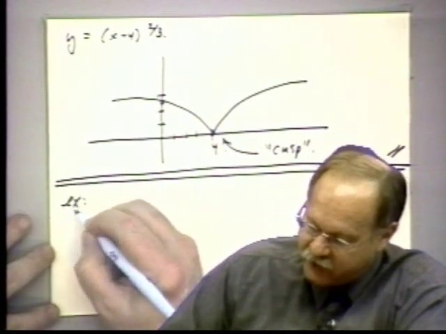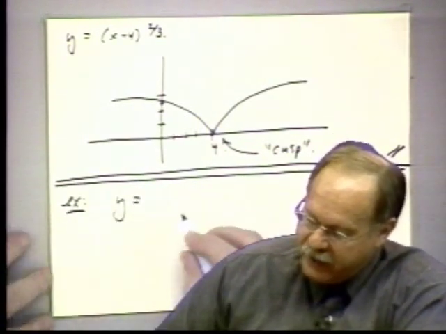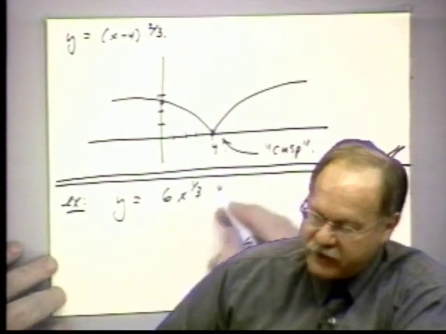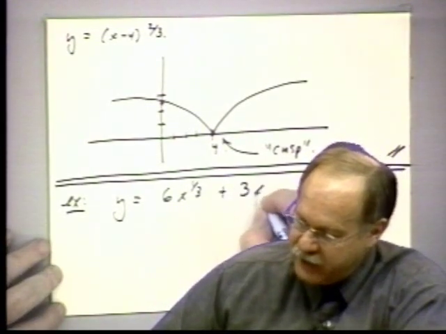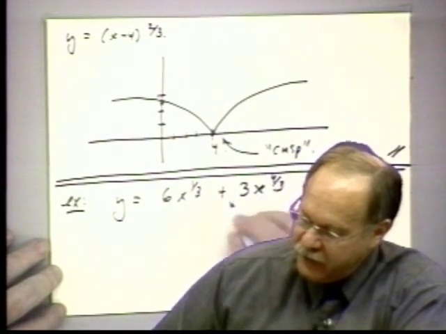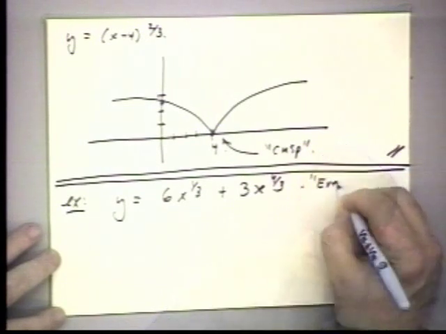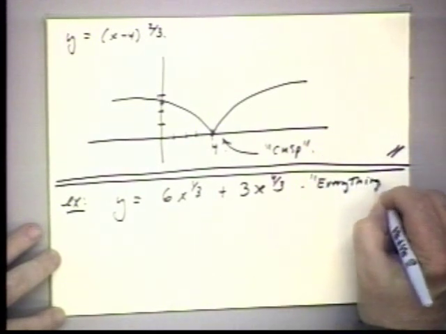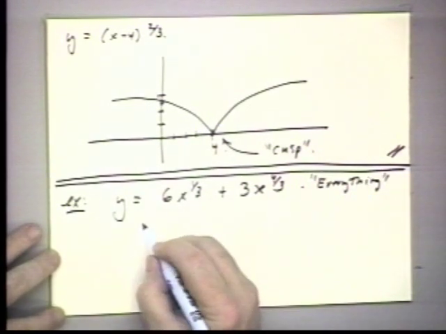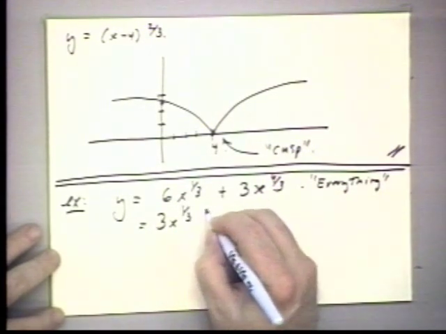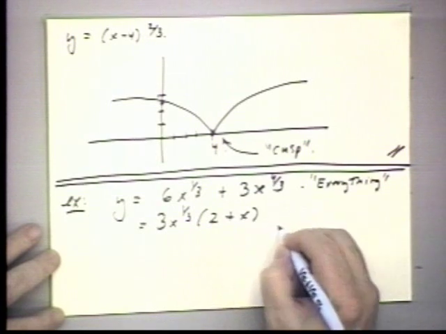For other kinds of functions, you might have a tangent that is vertical. Let's look at one of those here. 6x to the 1/3 plus 3x to the 4/3. And we want to find everything again and graph it. This one, again, I can simplify it, so I'm going to pull out 3x to the 1/3, I see, times 2 plus x.